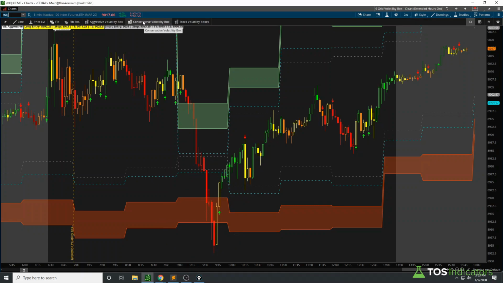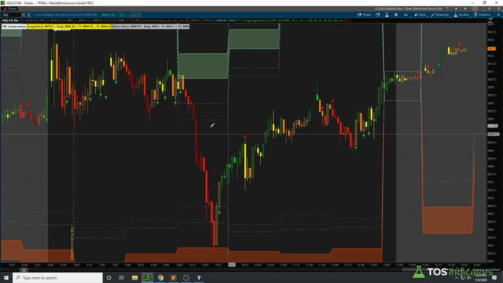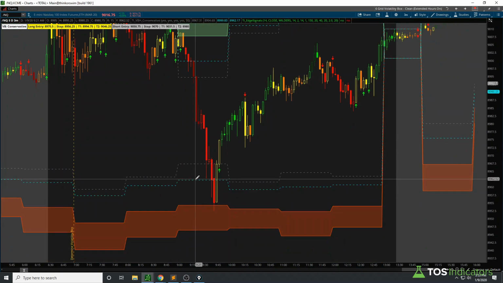Another thing that we'll take a look at is for those of you that like trading only conservatively, if you're always on our conservative volatility box, the S&P, the Dow, the Russell, they didn't give you entries today. However, the Nasdaq did give you a beautiful entry, and using that conservative model, what you'll notice is your risk to reward is far better, right?